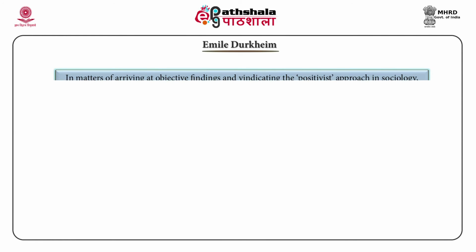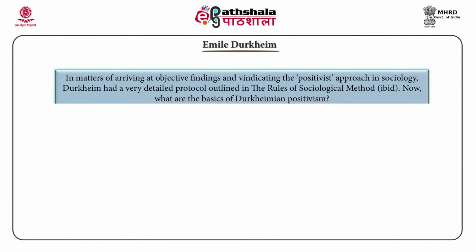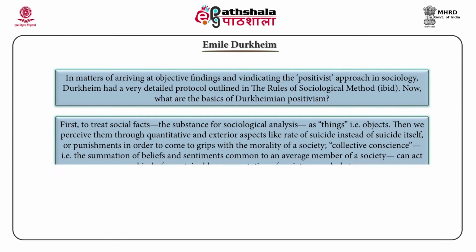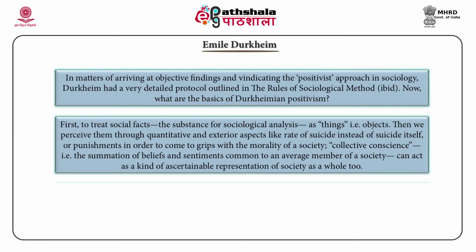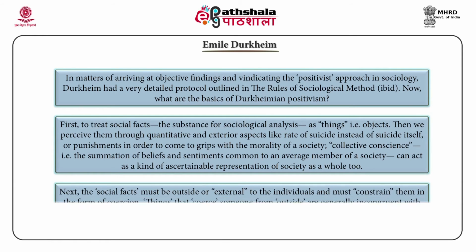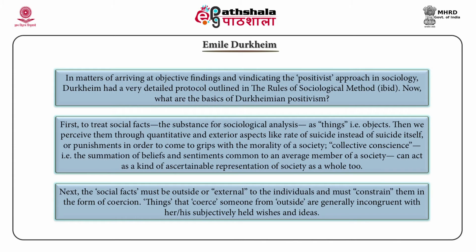In matters of arriving at objective findings and vindicating the positivist approach in sociology, Durkheim had a very detailed protocol elaborated in the Rules of Sociological Method. First, he enjoins us to treat social facts as things, that is, as objects. Then he argues that we are required to perceive them through quantitative dimensions like rates of suicide or exterior aspects like punishments in order to come to grips with the level of integration or morality of a society respectively. Next, the social facts must be outside or external to the individuals and must constrain them in the form of coercion.